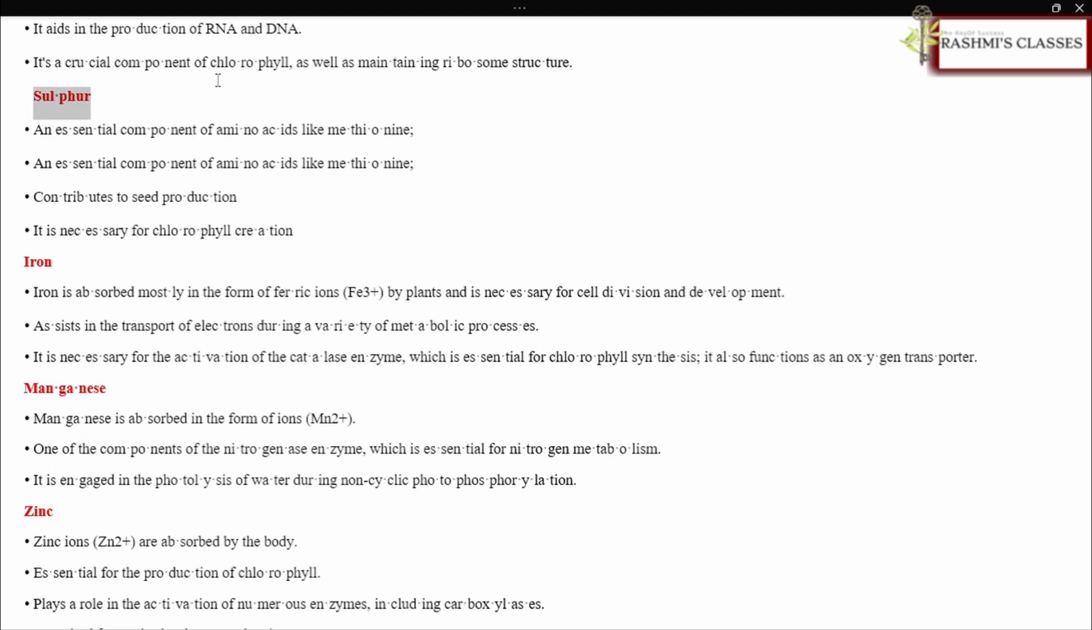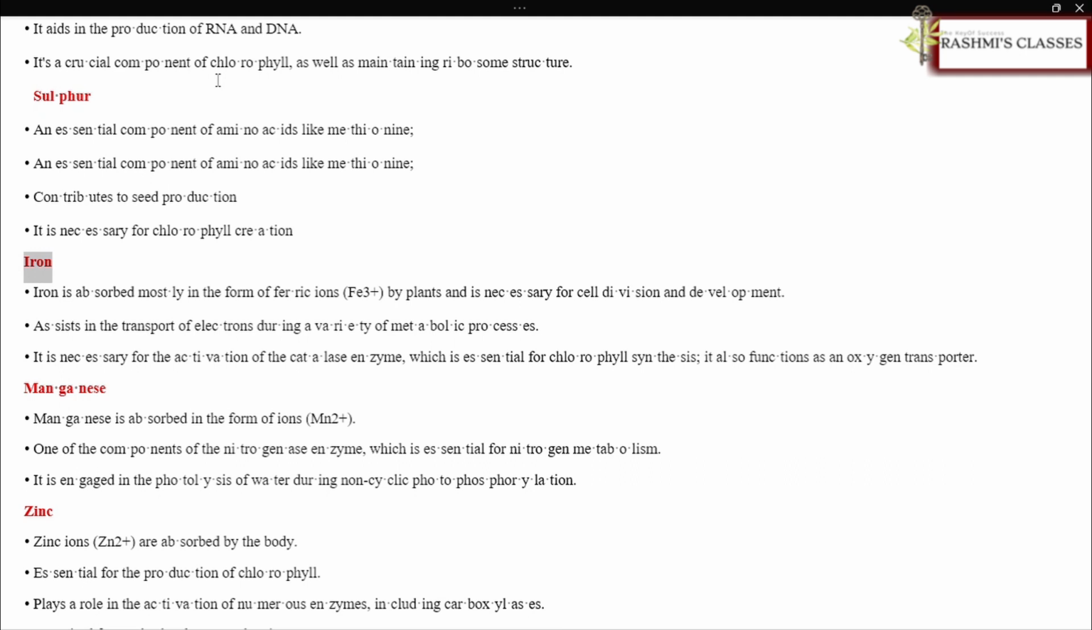Sulfur. An essential component of amino acids like methionine. Contributes to seed production. It is necessary for chlorophyll creation.